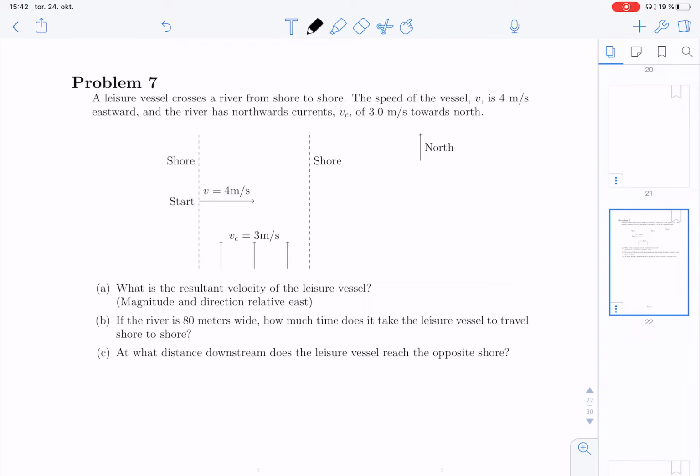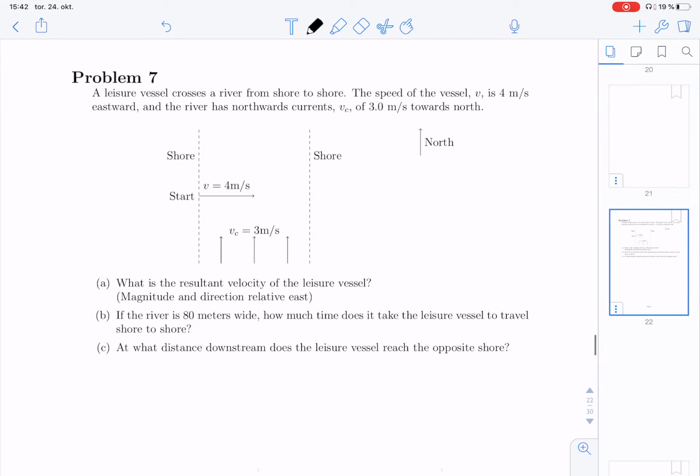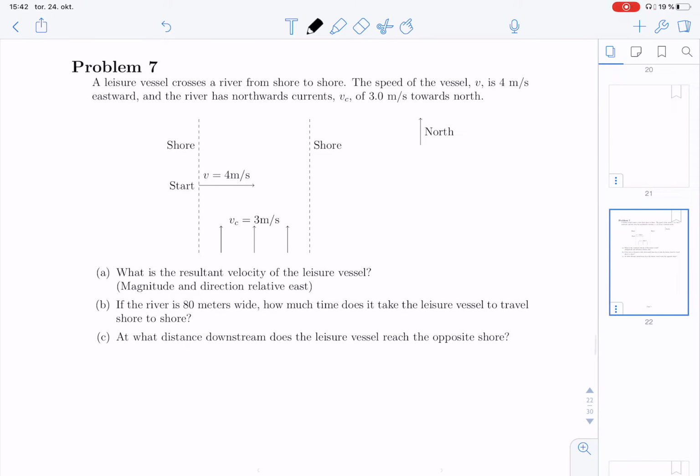We will now solve problem 7 in the exam given in the fall 2017. In this case, we have a leisure vessel that crosses a river from shore to shore. The speed of the vessel is 4 meters per second eastwards, and the river has northwards currents of 3 meters per second towards north.